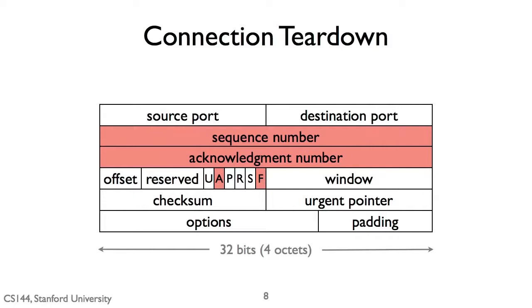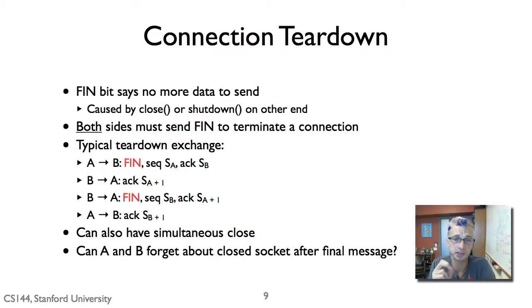But unlike connection setup, which uses the synchronization bit to synchronize sequence numbers, connection teardown uses the FIN bit to denote that there's no more data to send. So it uses the ACK and FIN bits. When TCP sends a packet with the FIN bit, it means that the sender has no more data to send. This is the end of the stream.